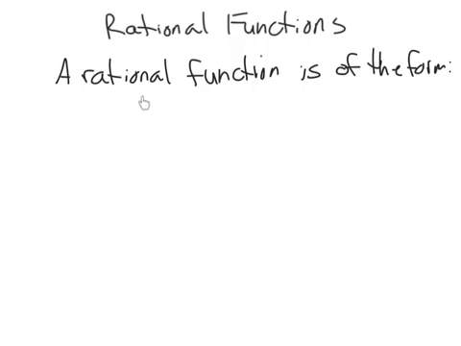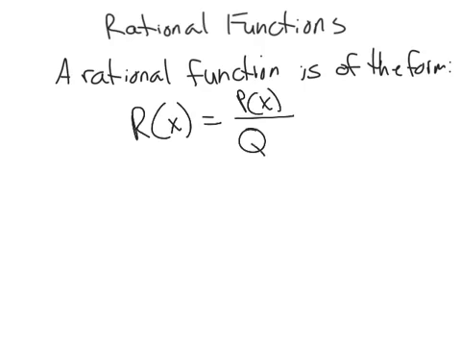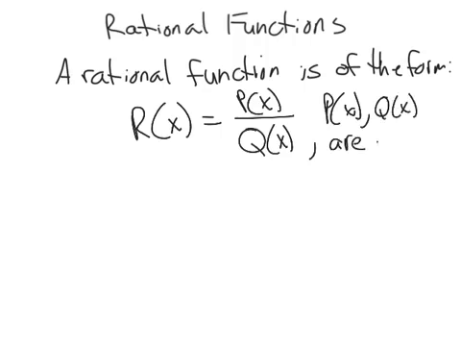Rational means a ratio, so a rational function is basically comprised of the ratio of two polynomial functions, so p of x over q of x. So that means p of x and q of x are polynomials. And then we also have to understand that q of x can't be equal to 0.